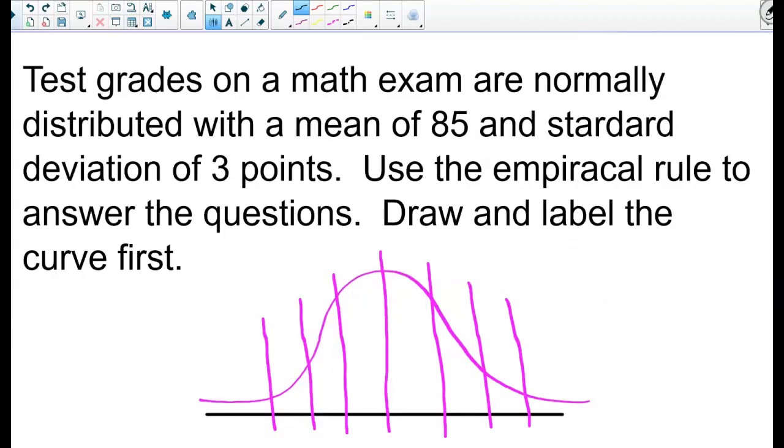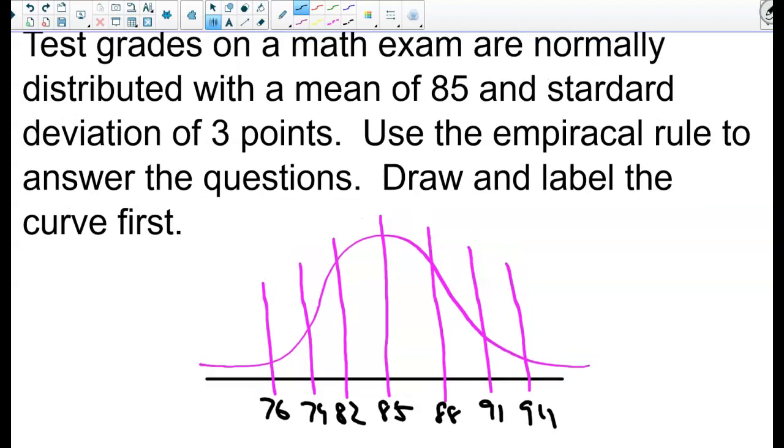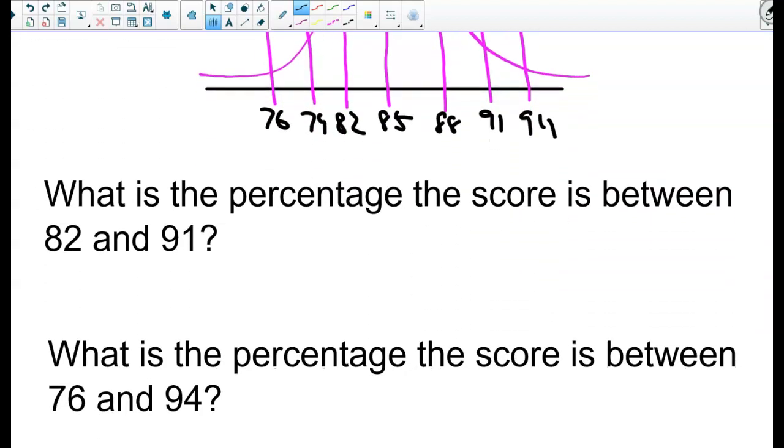All right, my math exam. I've already drawn my lines here. We have 85, which means a distribution, a standard deviation of 3, 88, 91, 94, 82, 79, 76. So that's the presentation with a mean of 85 and a standard deviation of 3.